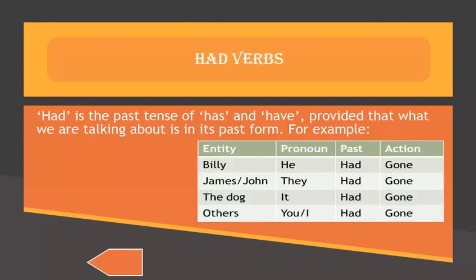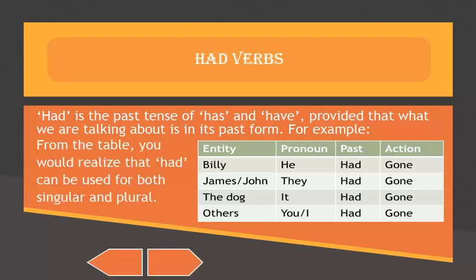Had verb. Had is the past tense of has and have, provided that what we are talking about is in its past form. For example, Billy. He had gone. James or John. They had gone. The dog. It had gone. Others. You or I had gone. From the table, you would realize that had can be used for both singular and plural. Let's practice some questions.